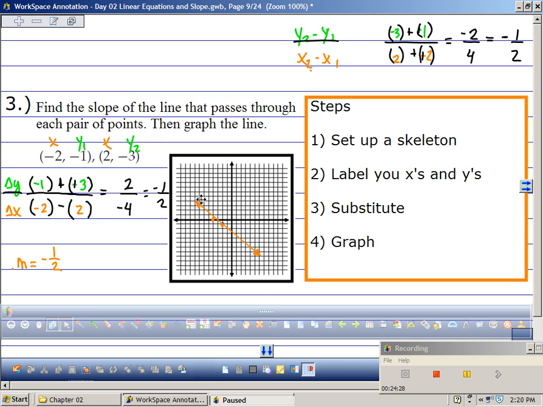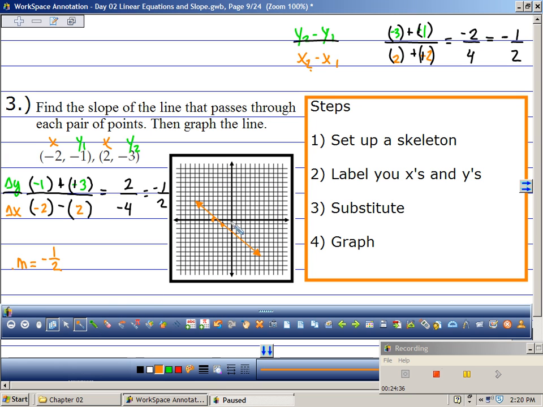Let's just double check. 2, -3. I think that would touch right there, right? 2, 1, 2, 3. My line's not exactly perfect. Question? Yes, sir.